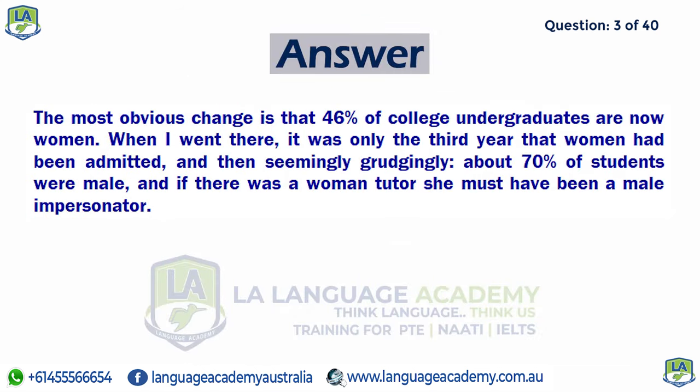The most obvious change is that 46% of college undergraduates are now women. When I went there, it was only the third year that women had been admitted, and then seemingly grudgingly. About 70% of students were male. And if there was a woman tutor, she must have been a male impersonator.